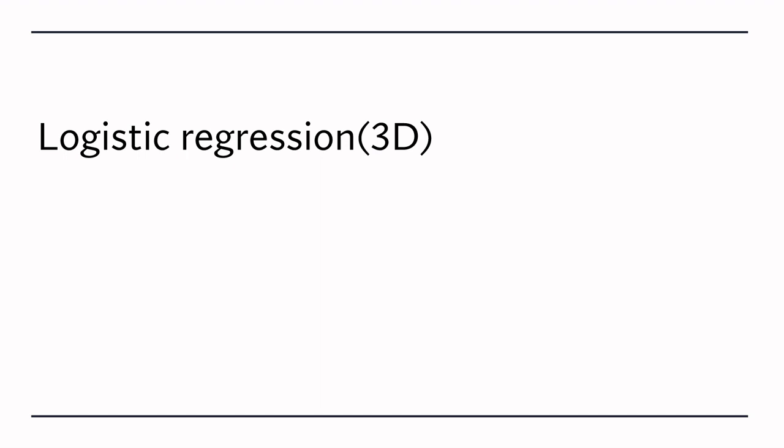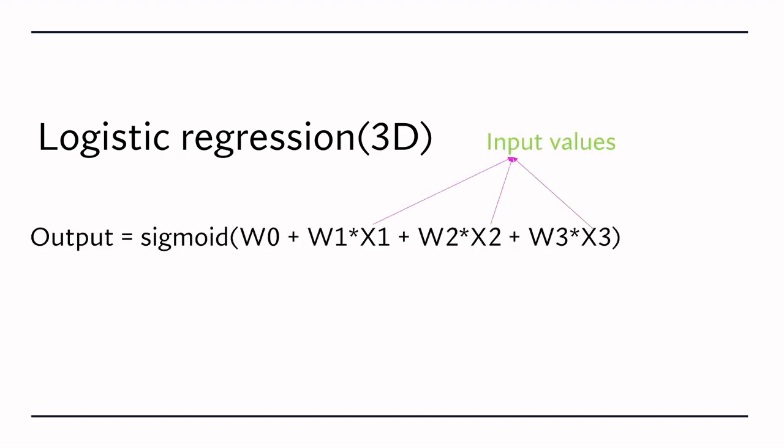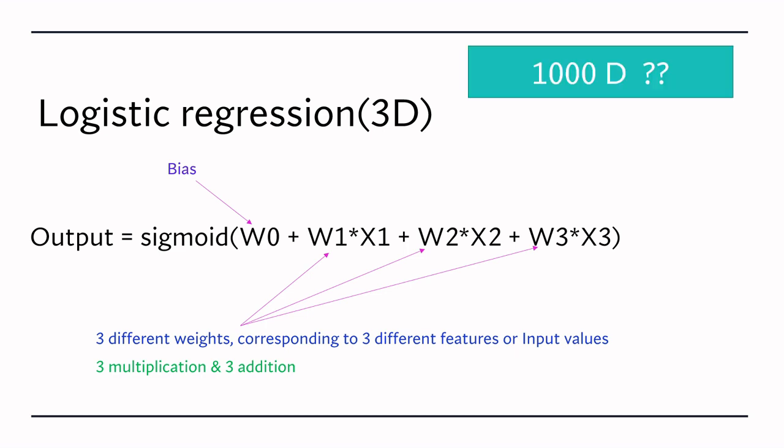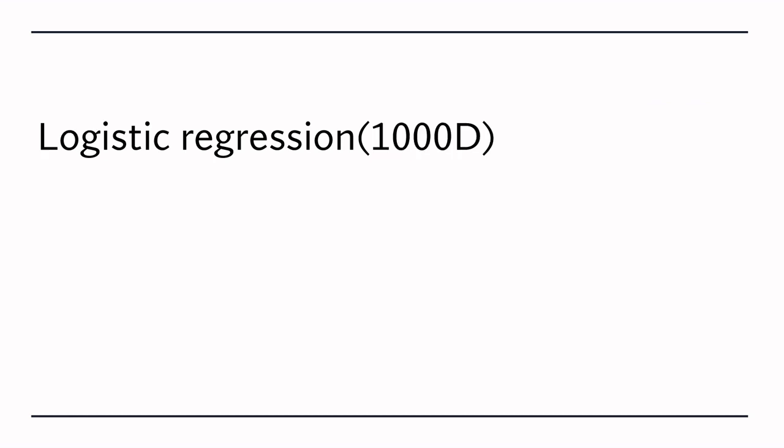So before jumping on to the higher dimensional, let's see how the calculation happens in a three-dimensional logistic regression. So we have three different input values, x1, x2, x3, and three different weights corresponding to three different input values and one bias. So in total, we will be doing three multiplications and three additions. But what about the 1000 dimensions? Let's try to extend the same equation for 3D logistic regression to 1000 dimensions.